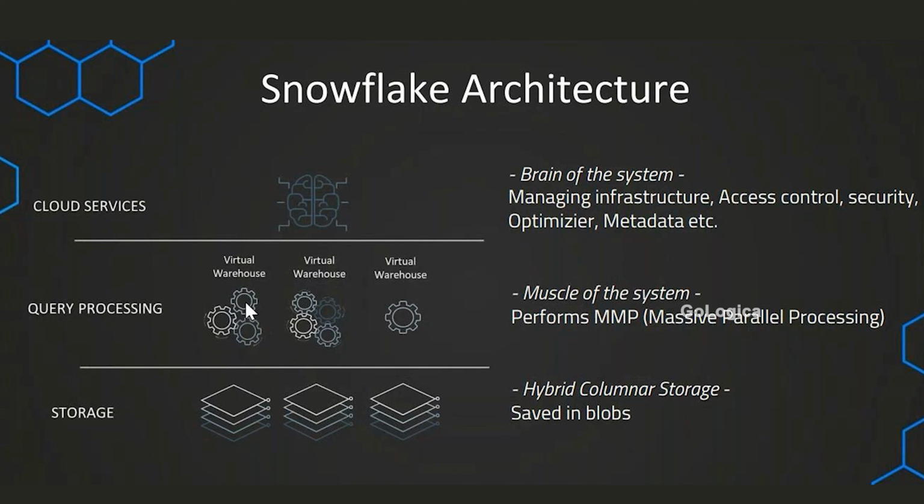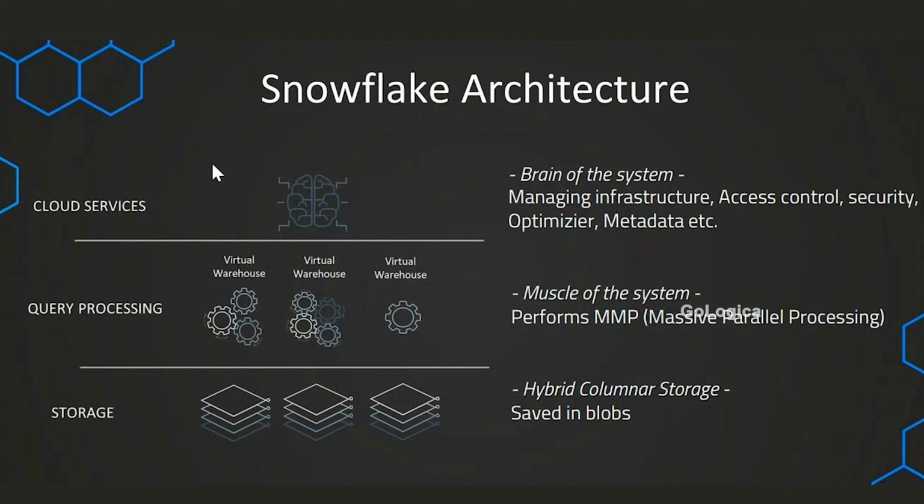Virtual warehouses are called the muscles of the system. They perform massive parallel processing for us. And then on the topmost layer, we have the cloud services layer, which is called the brain of the system, which takes care of managing infrastructure, access control, security, optimization, and metadata.